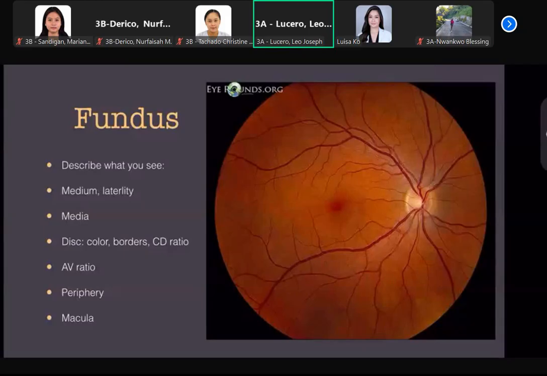Position siyang optic disc daw. Okay, good. Because it's nasal, no? So you're oriented na, ha?